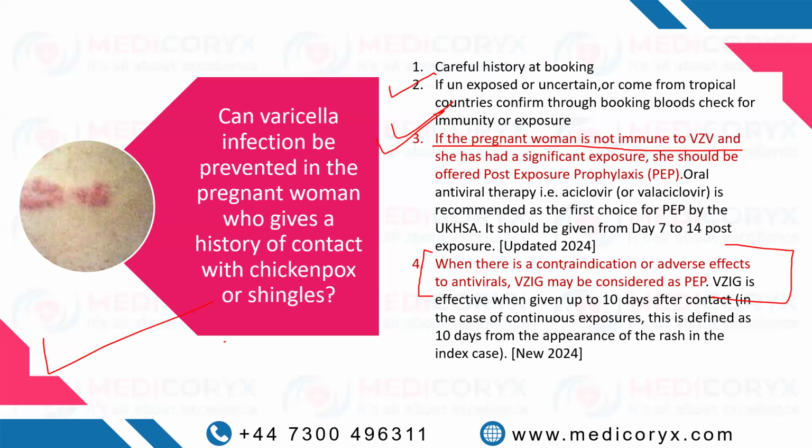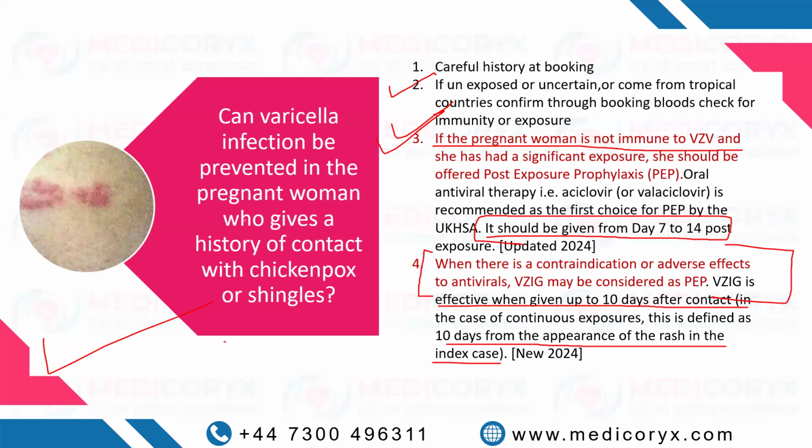So when do you give VZIG? What you need to remember as an exam candidate is that oral antivirals are going to be given from day 7 to 14 days post-exposure. However, VZIG is effective when given up to 10 days after contact. In the case of continuous exposure, this is defined as 10 days from the appearance of the rash in the index case. Index means the current case, where a woman has developed this varicella infection. Okay, clear so far?